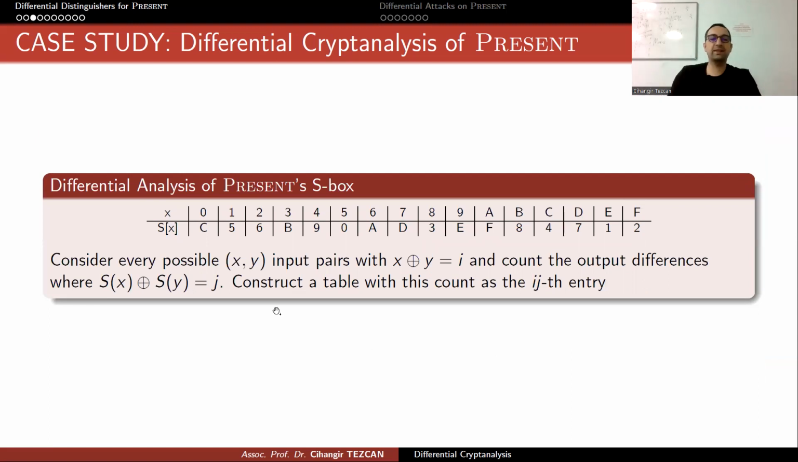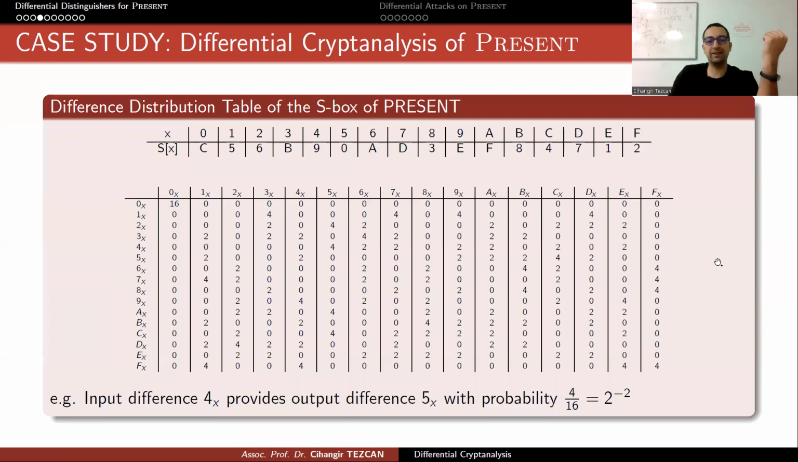So consider every possible X and Y input pairs with X XOR Y equals I. As you can see, I'm fixing the difference of 2 inputs. Now, count the output differences where S(X) XOR S(Y) equals J. So for each pair, repeat this process and increase the counter where you observe the value J. Construct the table with this count as the ij-th entry. Okay, this is how we define a difference distribution table. So let me show you what a PRESENT difference distribution table looks like.